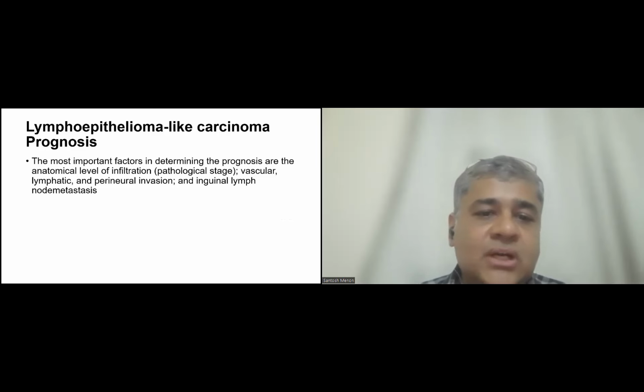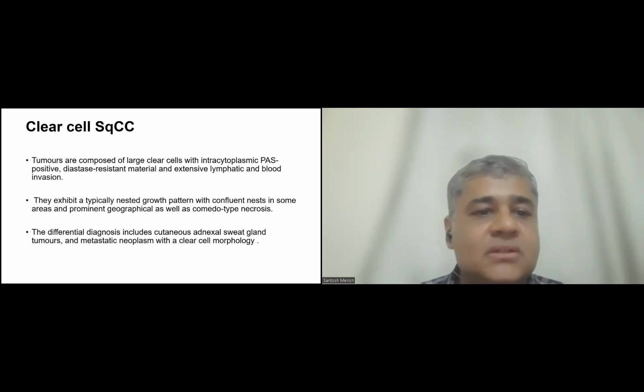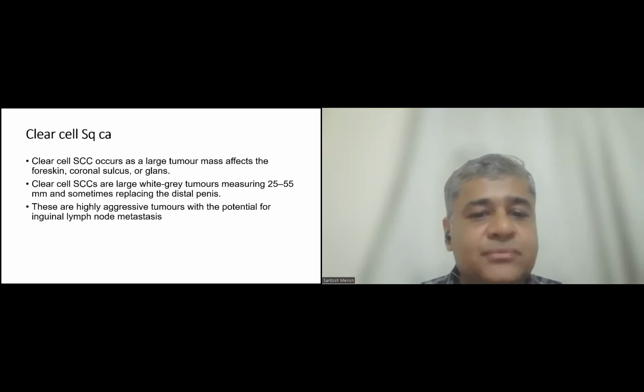Again, the stage of this tumor is important. It is a prognostic factor, but not a very well-studied tumor. Clear cell carcinoma, again, is very, very rare, composed of large clear cells with intracytoplasmic PAS-positive, diastase-resistant material. I'll just show a couple of pictures. They are highly aggressive tumors. Most of them would have inguinal lymph node metastasis.